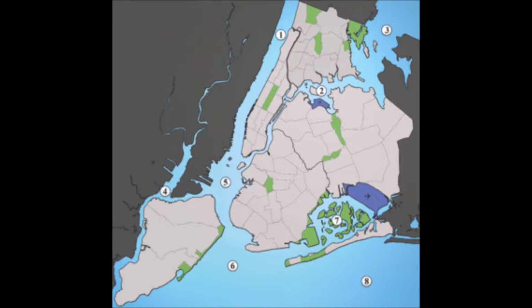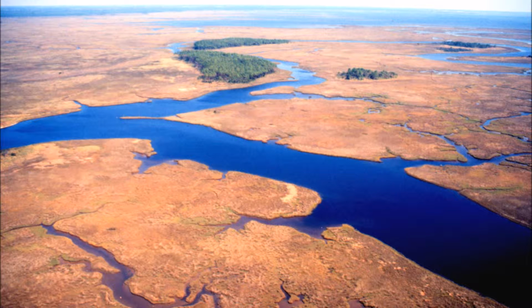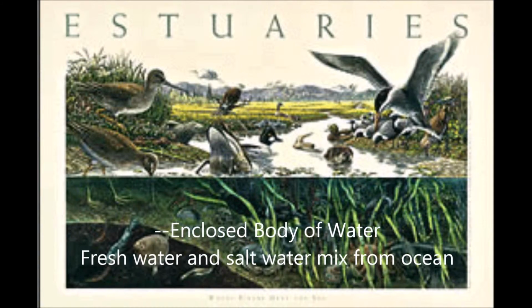An estuary is a partially enclosed body of water along the coast where fresh water from rivers and streams meet and mix with salt water from the ocean. Estuaries and the land surrounding them are places of transition from land to sea and fresh water to salt water.